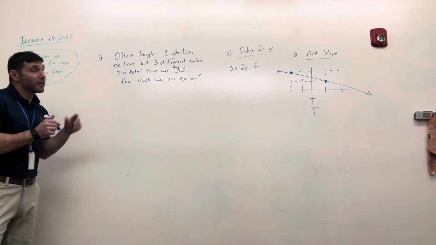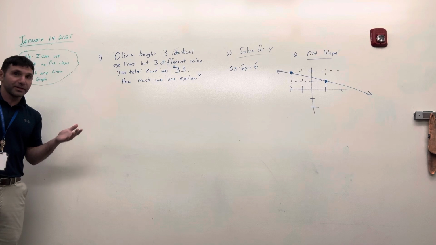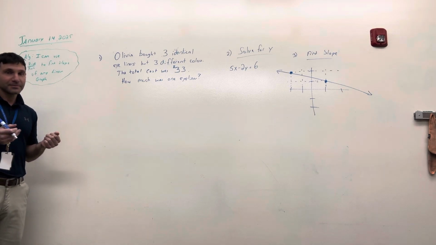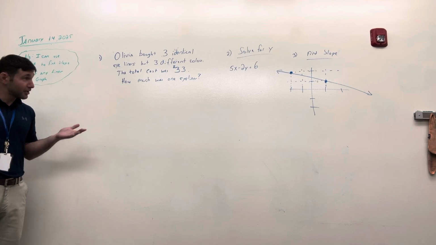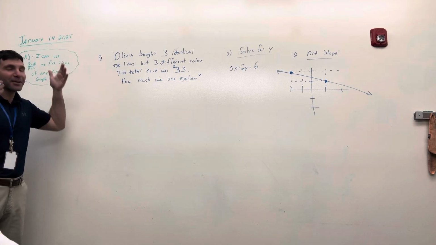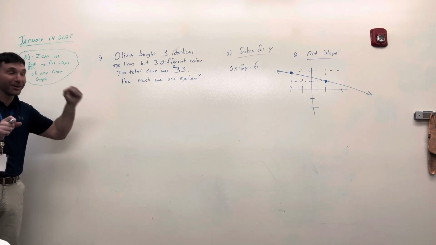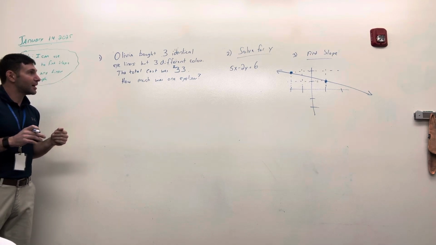So, Olivia bought 3 identical eyeliners, but 3 different colors, which clearly there weren't 3 different colors, right? Well, there are, but no one does that. If you want to be a different animal, go ahead and be rainbow. Okay, there you go, so there could be 3 different colors. Okay, well, I don't know makeup. I'm trying here, y'all. The total cost was $33. How much was each eyeliner?